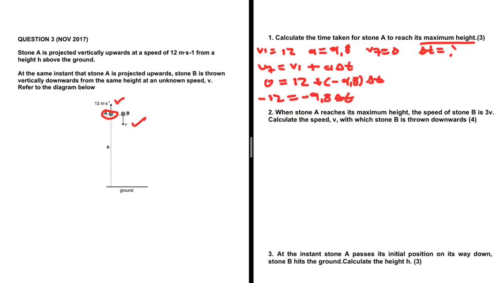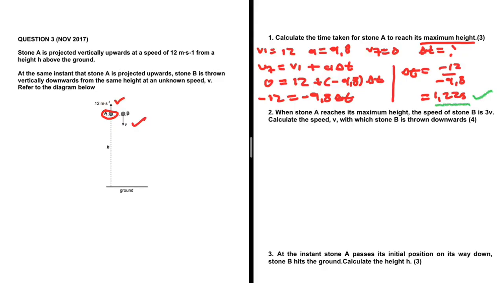We have to divide both sides by minus 9.8, okay? So we're going to have delta t equals minus 12 divided by minus 9.8. If you put that in your calculator, you're going to get 1.22 seconds. So it takes 1.22 seconds for stone A to reach its maximum height. That is quite basic. There's nothing special we're doing there.